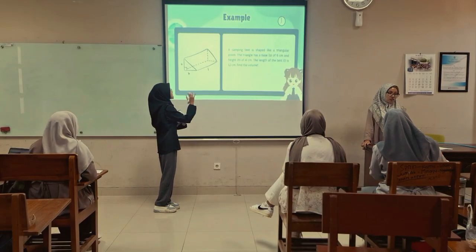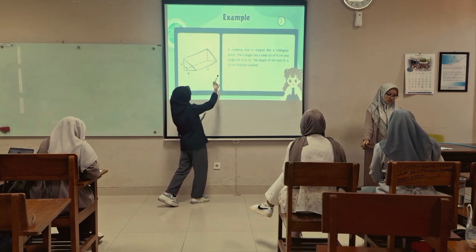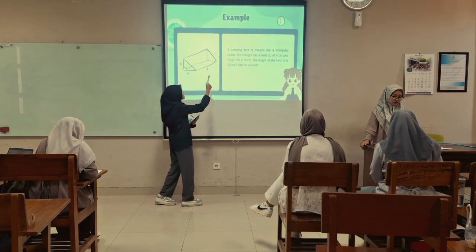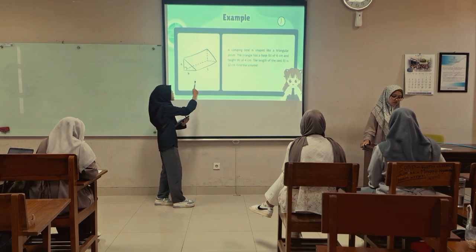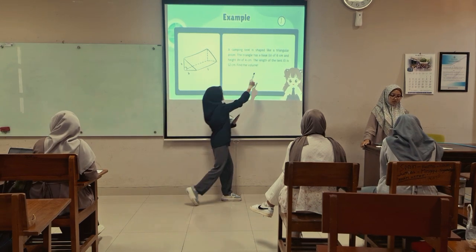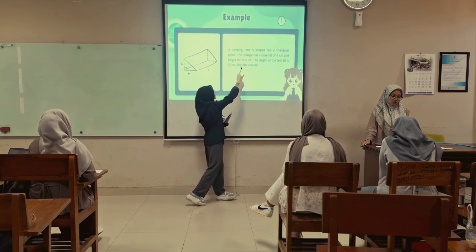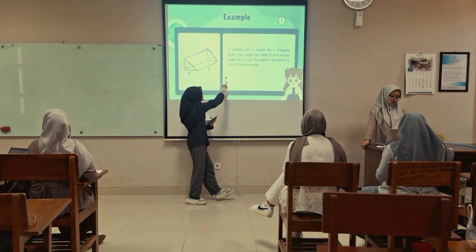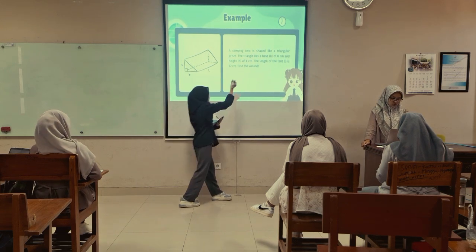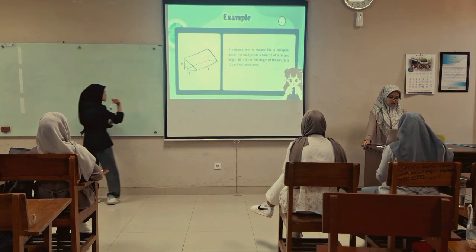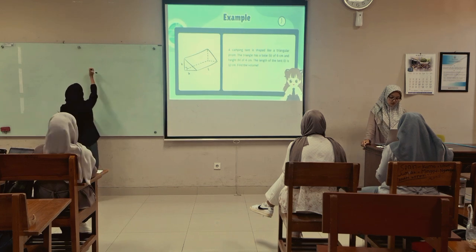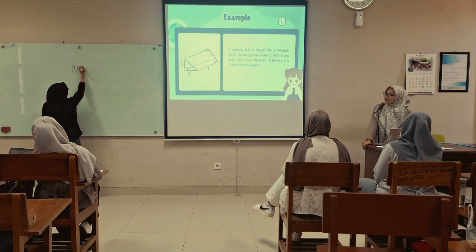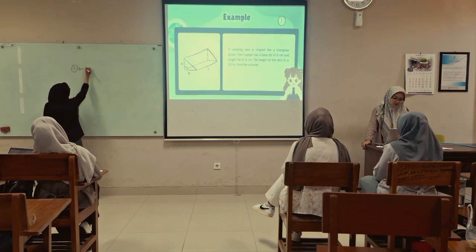Okay, for the next, we will solve this question together. The question is, a camping tent is shaped like a triangular prism. The triangle has a base of 6 cm and a height of 4 cm. The length of the tent is 12 cm, and we must find the volume. To solve the question, first we must write the known elements. What is the length of B? 6 cm.